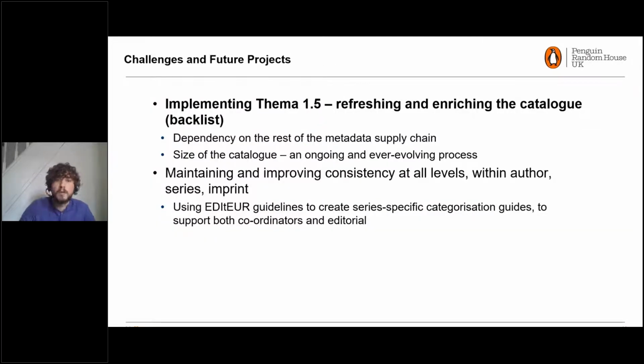So, final word on the challenges of Thema classification and where it will take us next. As I mentioned, the implementation of Thema 1.5 still lies ahead. This will mean making the codes available for selection in our publishing systems, as well as the painstaking process of mapping and manual enrichment of Penguin Random House's extensive catalogue, numbering in the tens of thousands. It's also dependent on the speed with which the rest of the metadata supply chain is able to receive and process the new and updated codes of Thema 1.5.